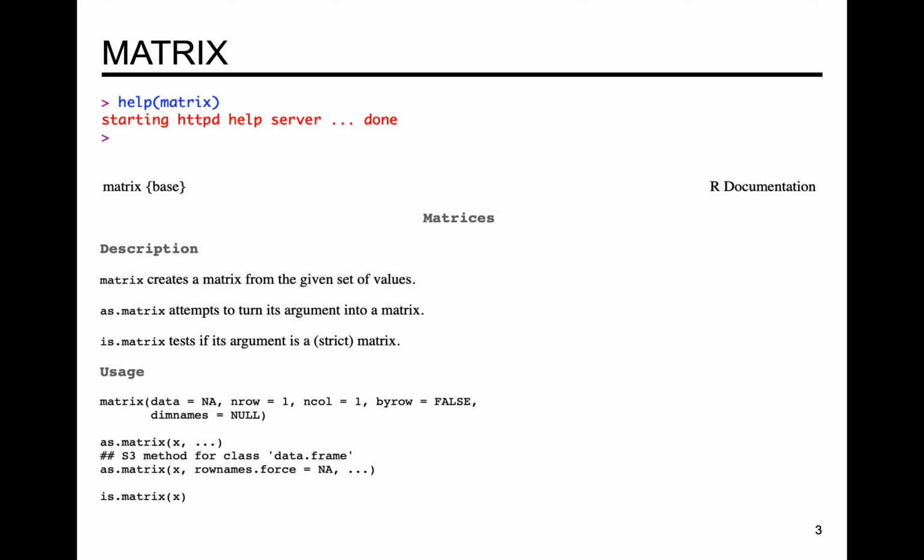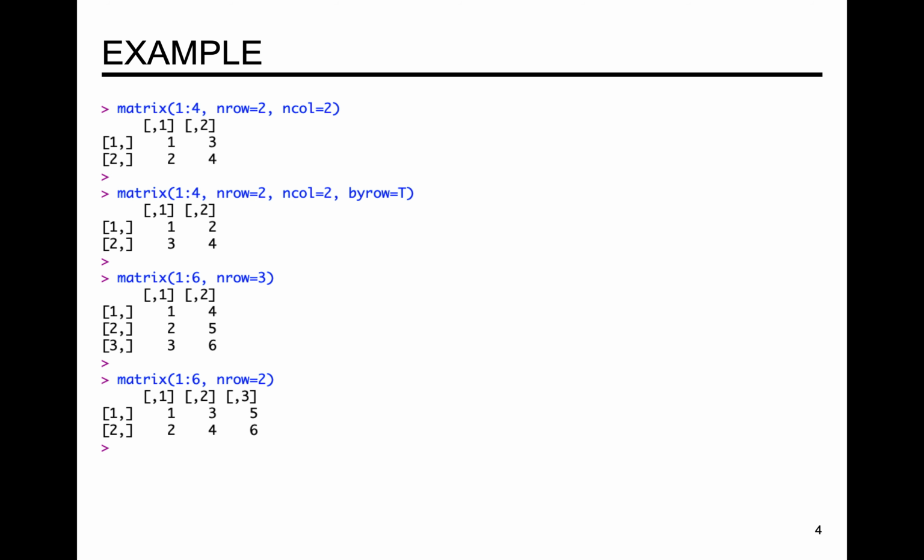If you look at the bottom of the screen under the section titled Usage, you'll see matrix(data = NA, so data is a parameter, NA is the default value, nrow = 1, so number of rows, ncol = 1, so number of columns, and byrow = FALSE. This tells R to populate the matrix elements along the columns rather than the rows.